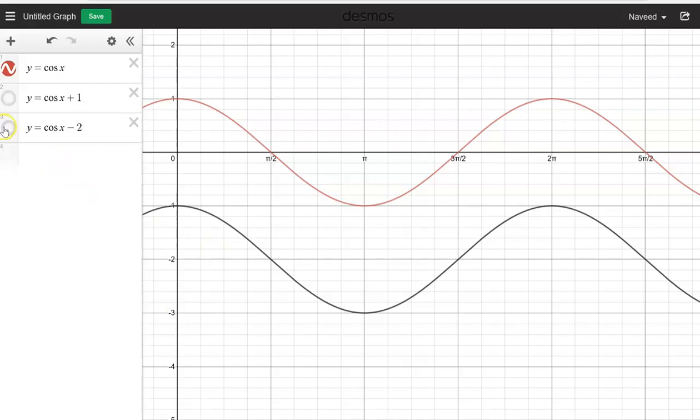Here it is. So that's the original graph, the cos of x. If I put a -2 at the end, everything drops down by 2 units. Every y coordinate on the original graph drops down by 2 units, and that's basically it. Now, what is your midline now? The midline is y equals -2.